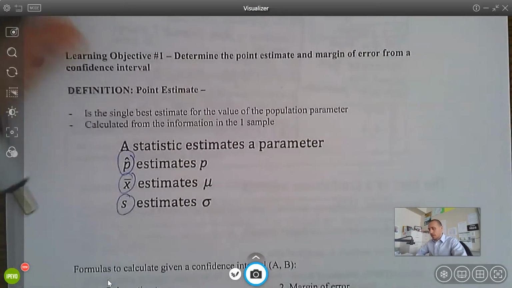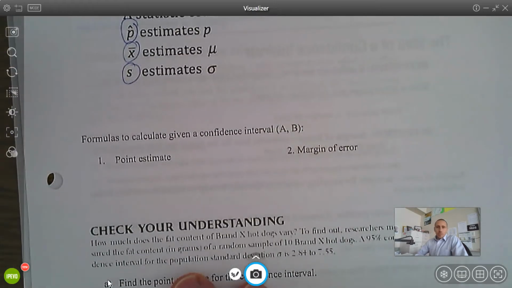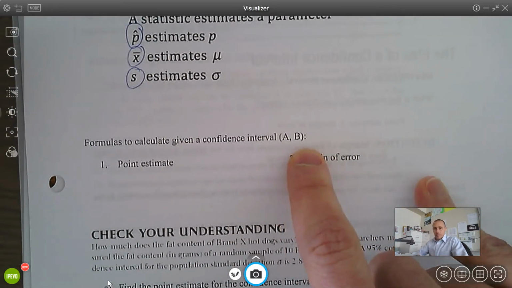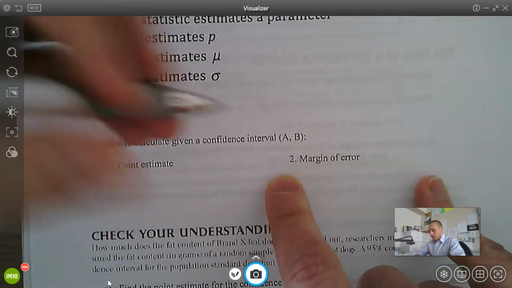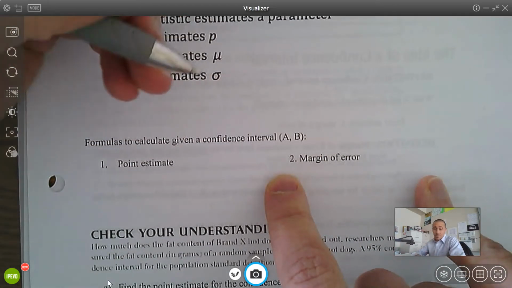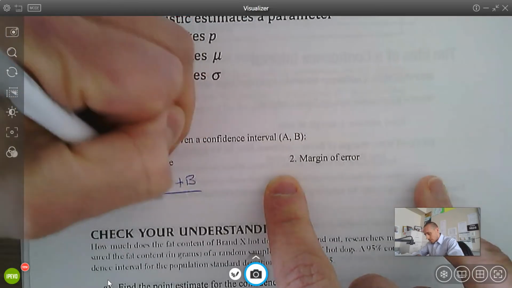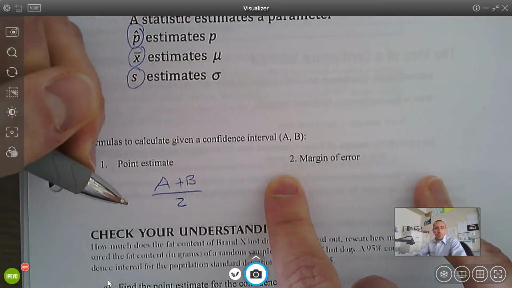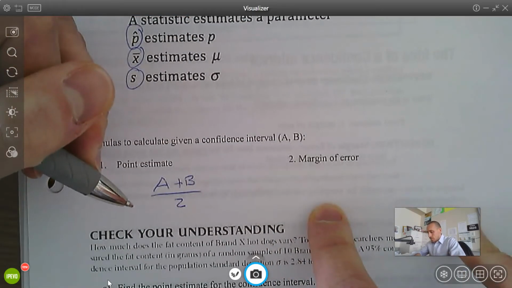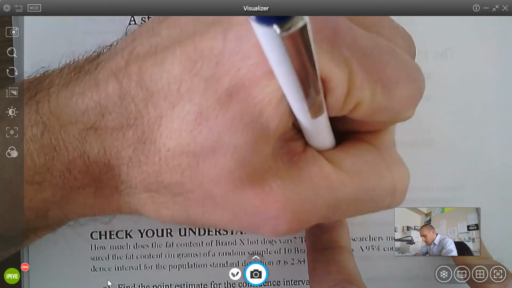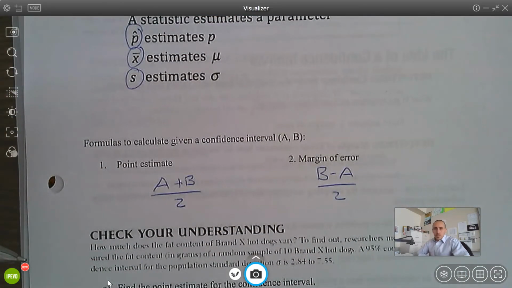So how do you actually get the point estimate if you're given an interval? Say I have some interval A, B. Obviously, there are going to be numbers in the problem, but the point estimate is just right in the middle because you're just adding and subtracting the margin of error. So to figure out the point estimate, I'm just going to do A plus B divided by 2. The margin of error is just the distance between the min and the max divided by 2 because you're adding and subtracting that value.